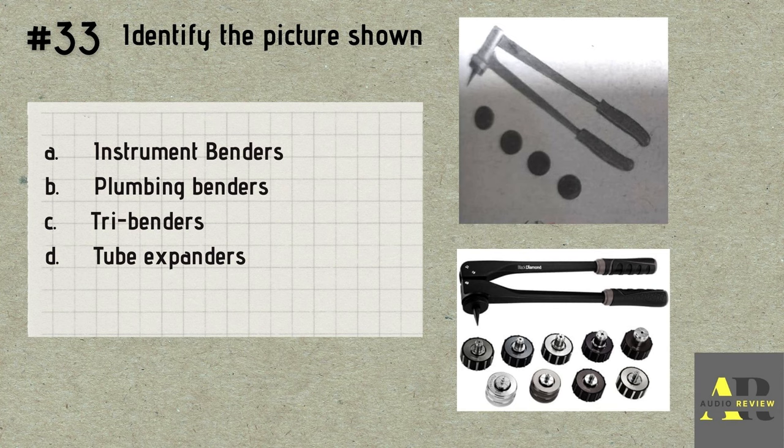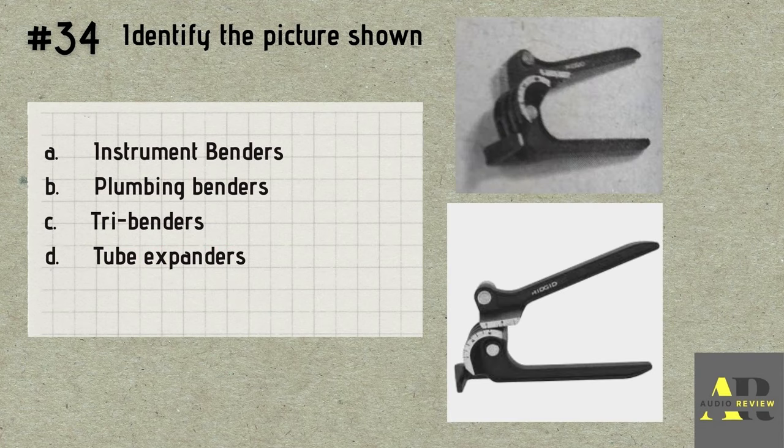Question 33. Identify the picture shown. Is it A. Instrument vendors, B. Plumbing vendors, C. Tri-benders, or D. Tube expanders? The answer? It's D. Tube expanders. Designed to expand tubing for fast, accurate joints in soft copper, aluminum, and soft steel tube without using fittings.